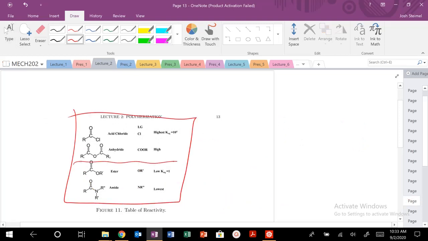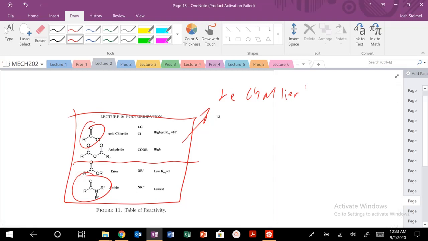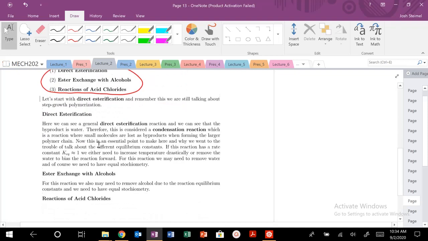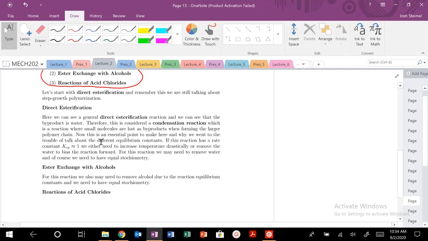We want to be on this side so we don't have to remove byproducts and use Le Chatelier's principle in order to make our reaction proceed forward and synthesize high molecular weight polymers. So we want to avoid these, but sometimes in chemistry, as in life, we don't get what we want, so we'll have to deal with it as we do as engineers. But anyways, we're going to be talking today about three big methods: direct esterification, ester exchange with alcohols, and reactions of chlorides.